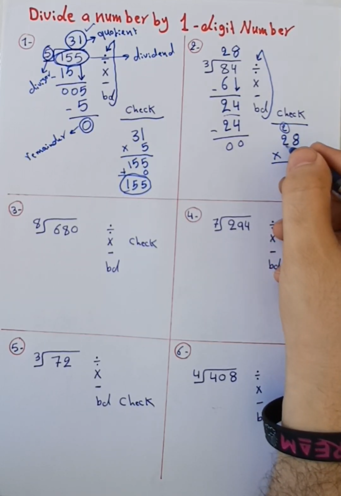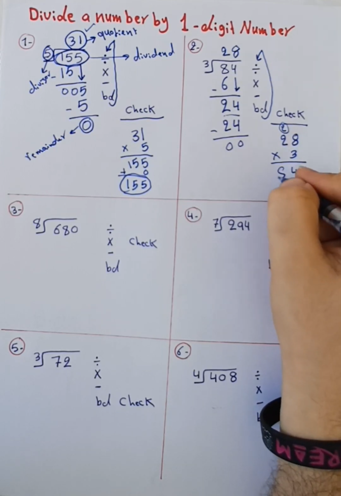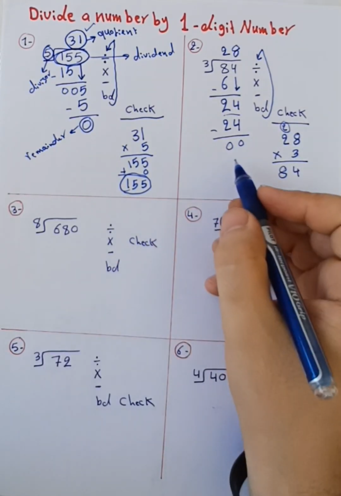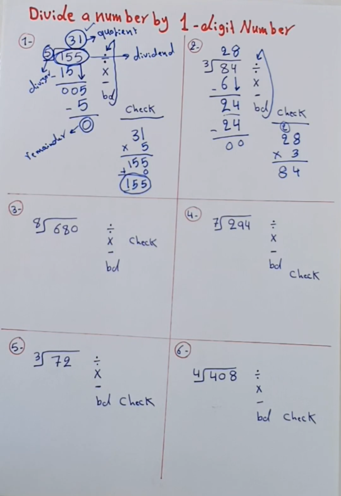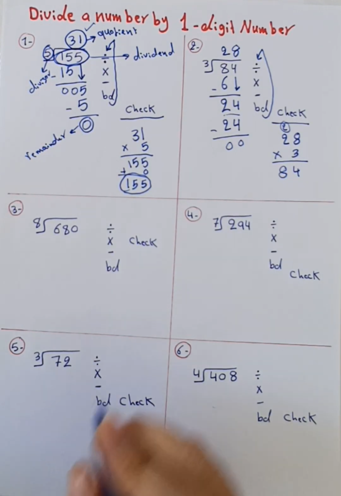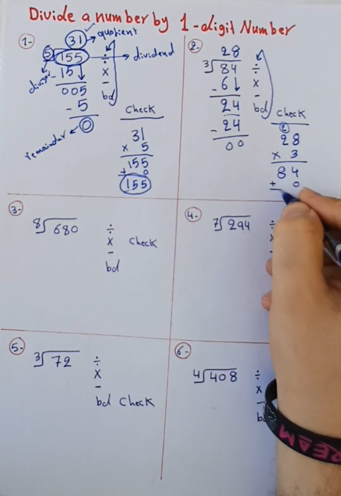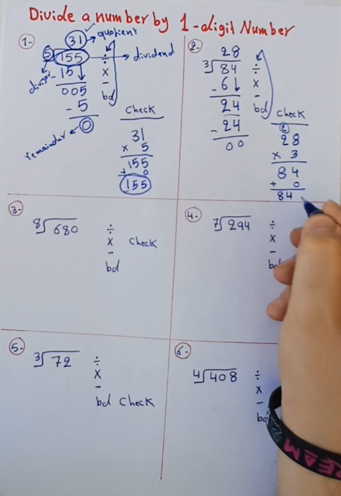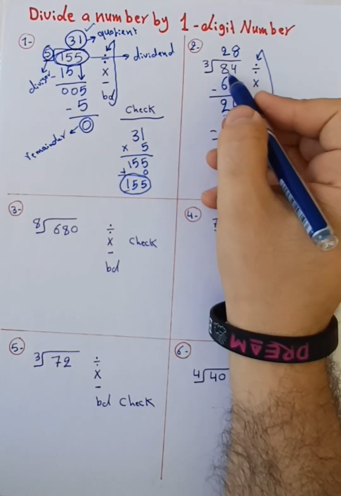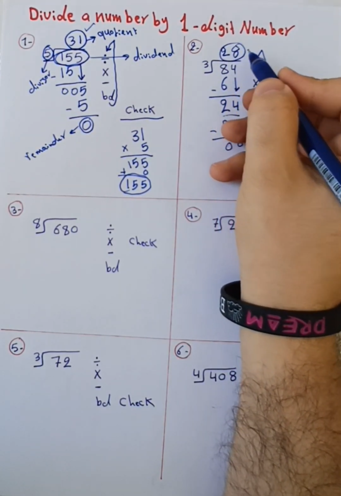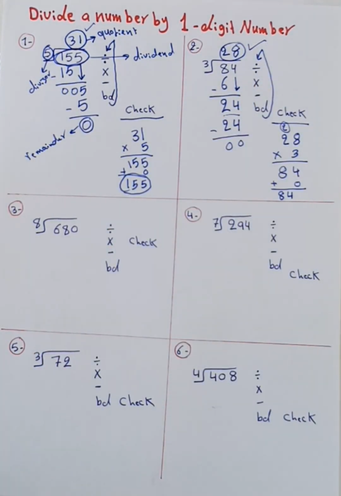3 times 2 equal to 6 plus 2 equal to 8. And then we have to add with the remainder. The remainder is 0. 84 plus 0 equal to 84. So the dividend is 84. It means our quotient is correct.